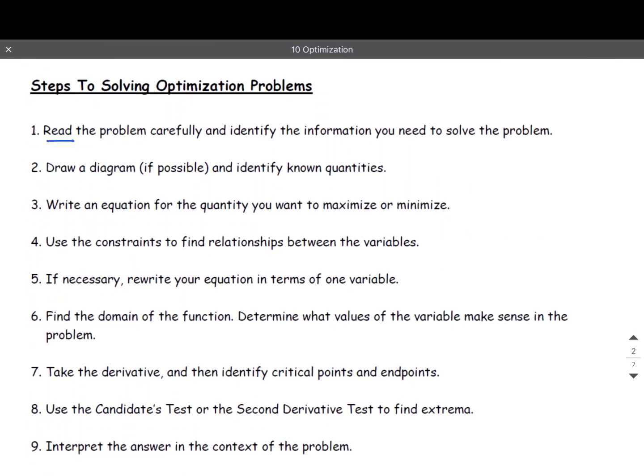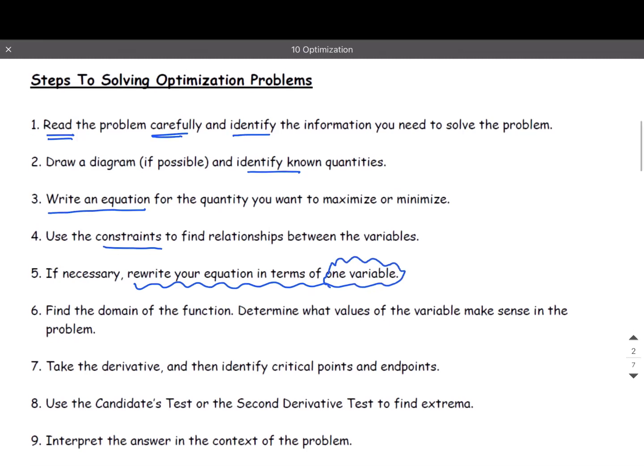First and foremost, read the problem carefully, okay? Identify the information you have and the information you need to solve the problem. Draw a diagram if you can. Identify your known quantities. If you're minimizing cost or maximizing profit, write a cost equation or a profit equation. Write an equation for the quantity you want to maximize or minimize. Use the constraints to find relationships between the variables. If necessary, rewrite the equation in terms of one variable. You only want one variable, okay?